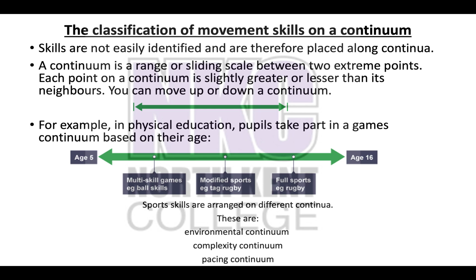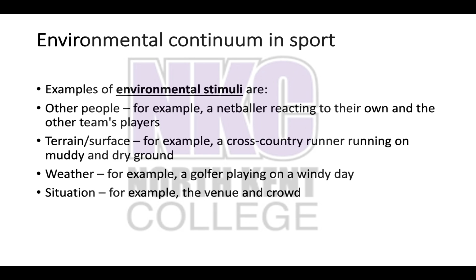Okay, these are environmental continuums, complexity continuums, and pacing continuums, and I'm going to go into detail about that in the next couple of slides. So an environmental continuum in sport. Examples of environmental stimuli are other people. So for example, a netballer is reacting to their own and their other team's players. So they're trying to control their game, moving into the right position, but they're also paying attention to the opposition, covering them, and their teammates being in the right positions.